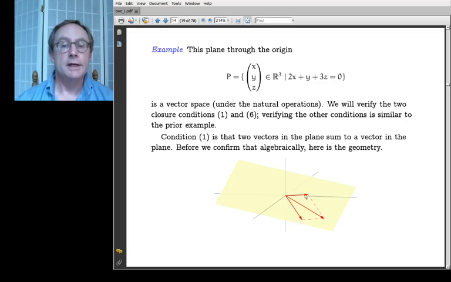Both of those sit, not just their tip in the plane, but their entire body sits in the plane. Remember, this is a plane through the origin. So their entire body sits in the plane. When you add them, you are doing a parallelogram, and the entire parallelogram sits in the plane, so that the sum of these two vectors reaches to the far corner of the parallelogram. That one also sits in the plane. So the sum of the two vectors is also a member of capital P.